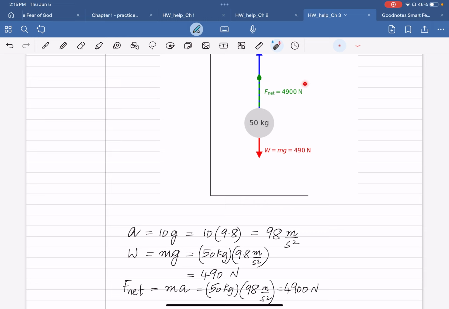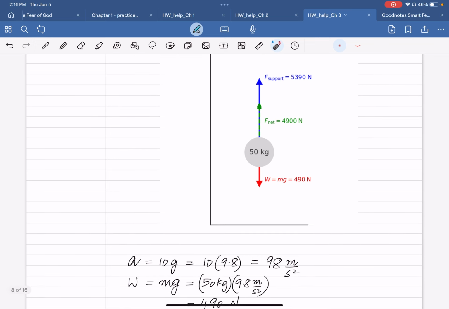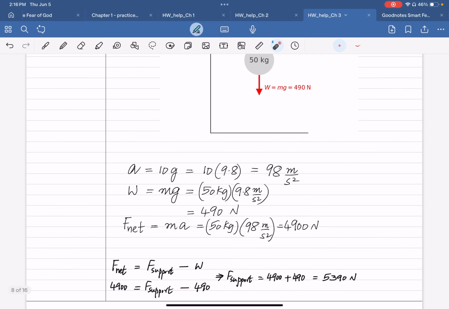That's why you see that in the diagram. Now, if the net is 4,900, and we know there is a force acting down, then surely the force acting up must be the sum of these two, which is how you get that. Let me show you the math. F net is F support minus the weight, because the force on the support is up and the weight is down. Therefore, when you do the math, you add the weight to both sides, and this is what you're going to get, 5,390 newtons.